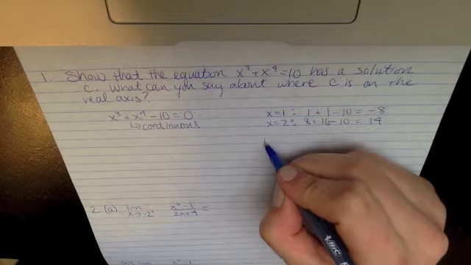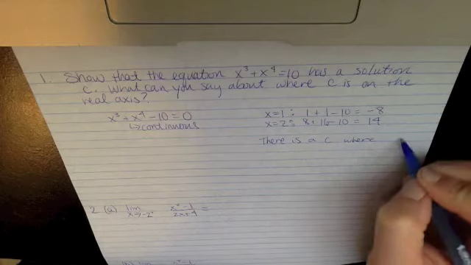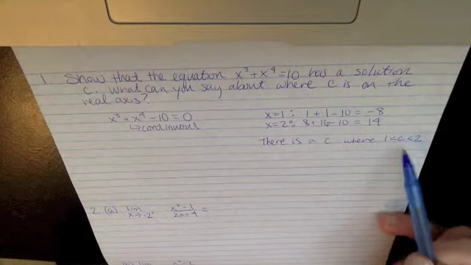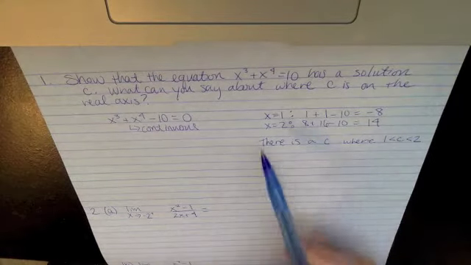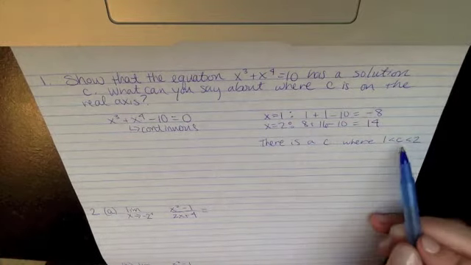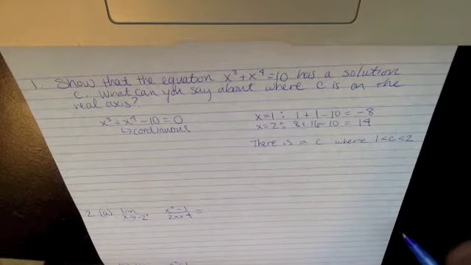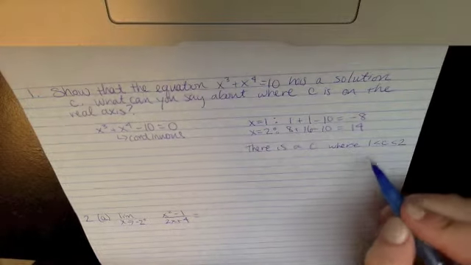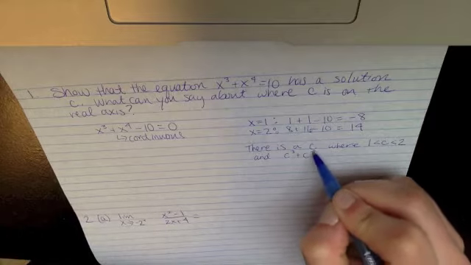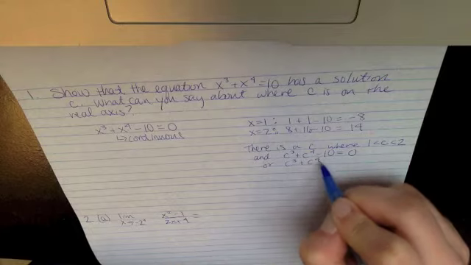So now I know there is a c where c is between those two values. So c is bigger than 1 but less than 2. And notice it's strictly bigger than or less than because I know what the value of the function at x equals 1 and x equals 2 are. So I know that the point where it's actually 0 has to be between those two x values. So there's a c where c is bigger than 1 but less than 2, and c cubed plus c to the fourth minus 10 is equal to 0, or c cubed plus c to the fourth is equal to 10.